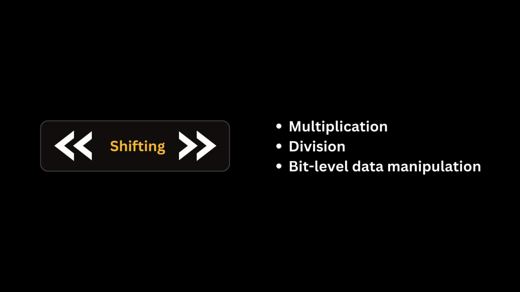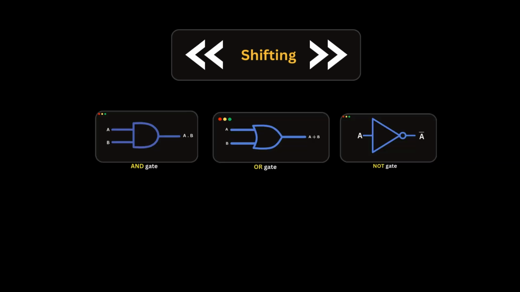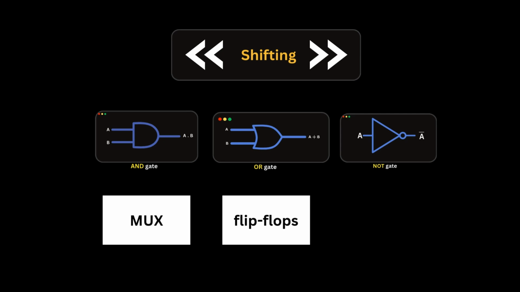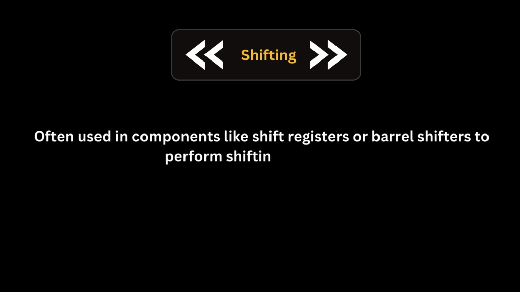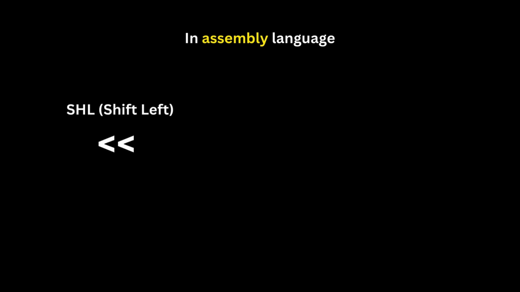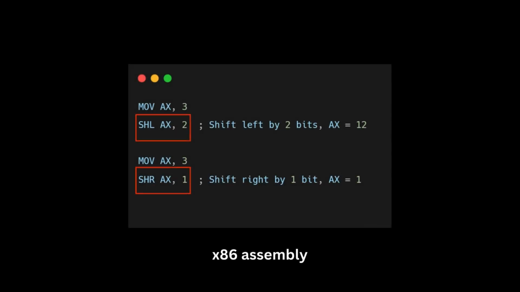In digital circuits, shifting operations are essential for tasks like multiplication, division, and bit-level data manipulation. There isn't a specific shift gate, but shifting can be done using a combination of logic gates like AND, OR, NOT, multiplexers, and flip-flops. These elements are often used in components like shift registers or barrel shifters to perform shifting efficiently. In assembly language, shifting is performed using the SHL shift left and SHR shift right instructions. Here's an example of shifting in x86 assembly.